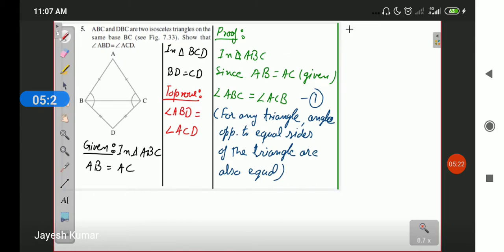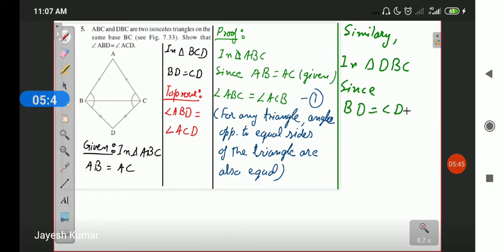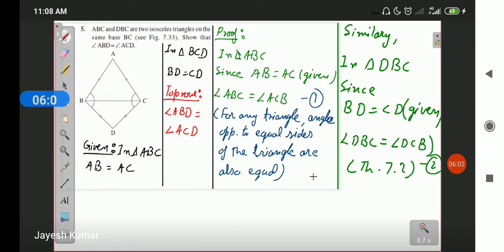Similarly, we will use theorem 7.2 in the next triangle again. Let's write down similarly: in triangle DBC, since BD is equal to CD, that is given to us, we will have angle DBC is equal to angle DCB. Why so? Once again, theorem 7.2. This will be our second equation.